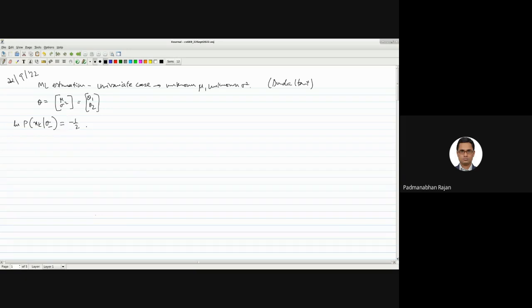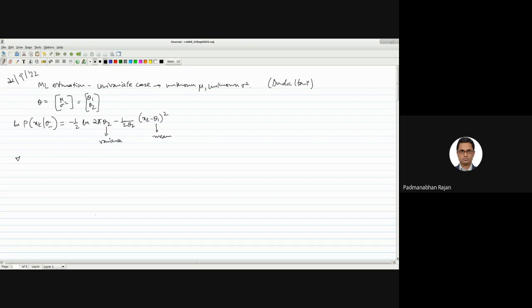And then I will just write down the likelihood: minus half log of 2 pi theta2, which is the variance, minus half theta2 inverse times xk minus theta1, the whole square. This is the likelihood function for a single point, where theta2 is the variance and theta1 is the mean, and these are currently unknown.